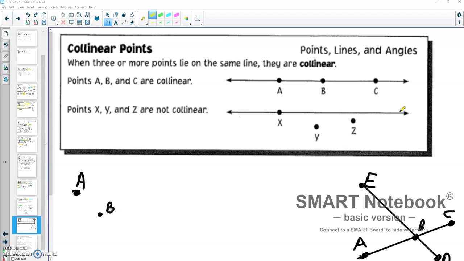We're going to start off this week with a small, simple idea, and then we're going to go from there and we're going to explore. So our first lesson today is called Collinear Points.